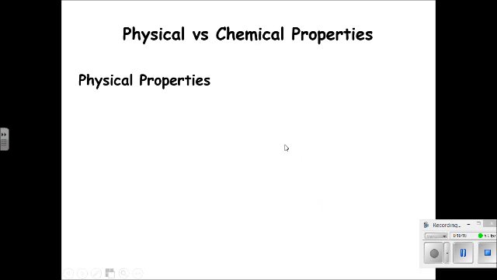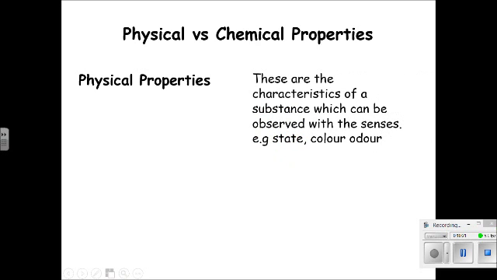Another thing that we can define is something called physical versus chemical properties. Now, physical properties, these are the characteristics of a substance which can be observed with the senses. For example, state, color, odor. So if you're talking about a piece of paper, it's white. It does not have an odor. It's a solid state. That's a physical property of a piece of paper.